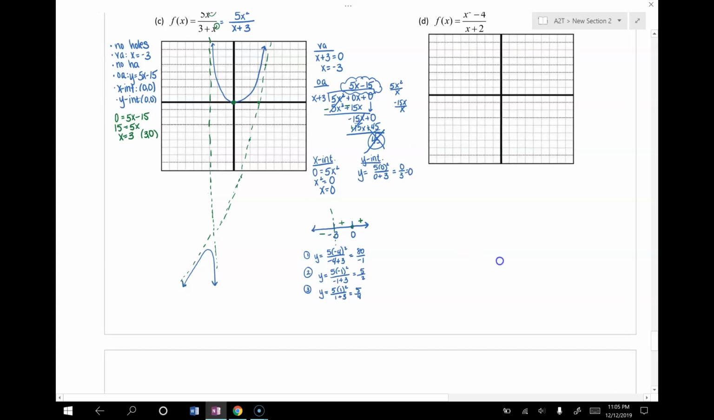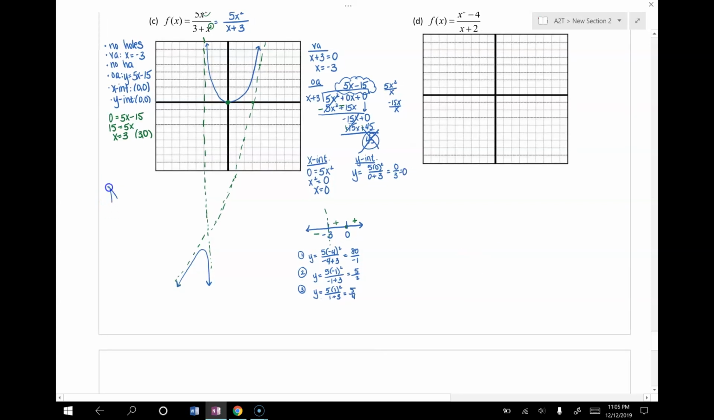Kind of crazy. All right, now the domain is restricted by a vertical asymptote, so it's all real numbers, but x cannot equal -3, or you can say -infinity to -3, union -3 to infinity. But your range is going to be something different.